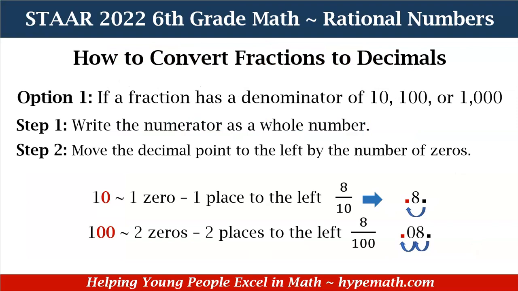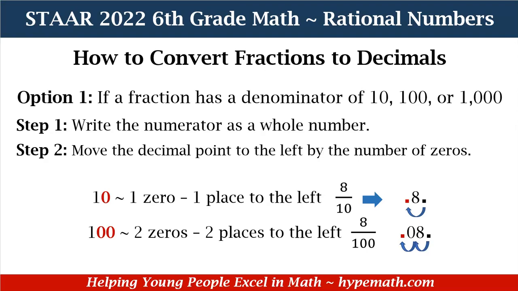Let's talk about how to convert fractions to decimals. There are 2 ways that we can do it. First is if you have a denominator of 10, 100, or 1,000. The first step is to write the numerator as a whole number, and step 2, move the decimal point to the left by the number of zeros in the denominator.